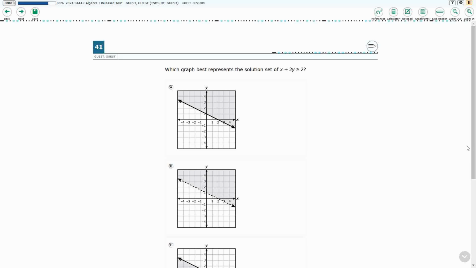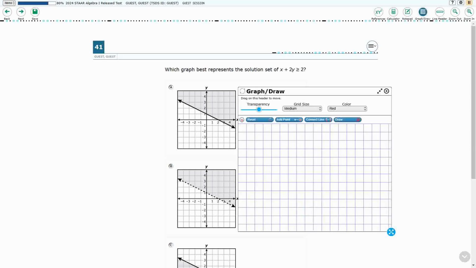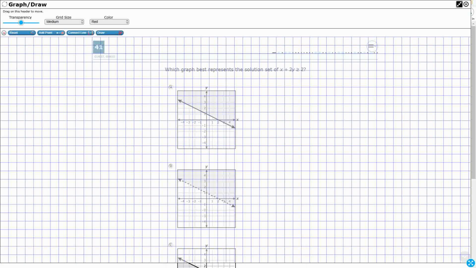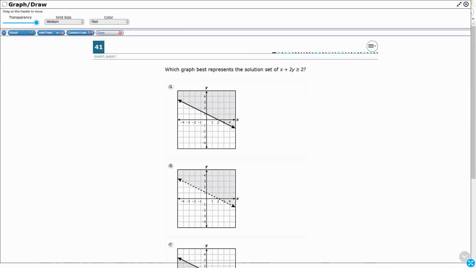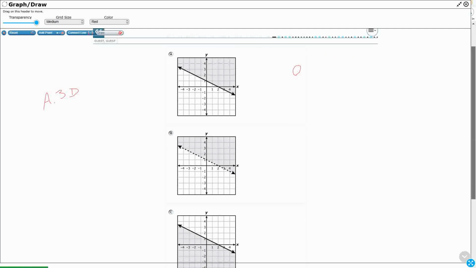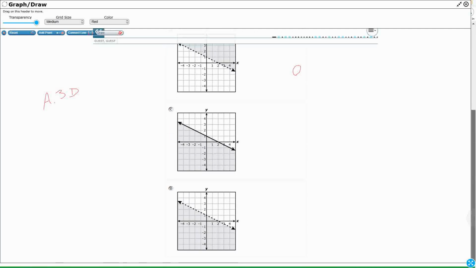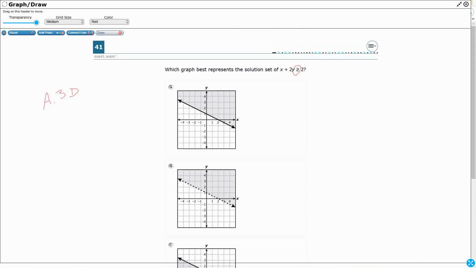For number 41, we are graphing inequalities. This is standard A.3D, and we simply have an equation here, or an inequality to be more specific, and we need to graph it. Now, it is an inequality, which means we need to pay attention to the sign, because that's going to direct which way the shading is, either at the top, like it is for A and B, or below for C and D, and then whether it's a solid line or a dashed line.